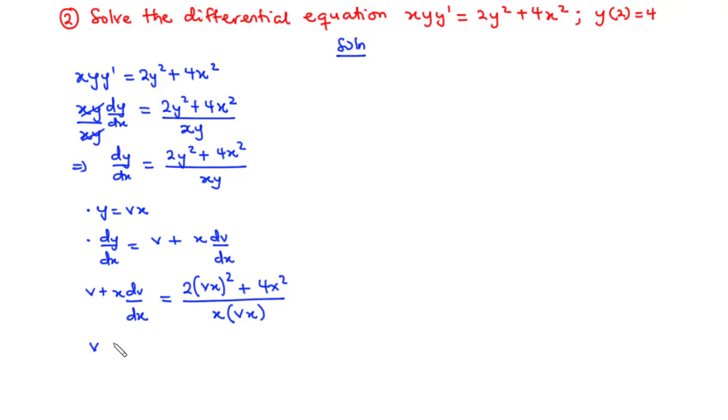So we are going to have v plus x dv dx equals, this becomes 2v squared x squared plus 4x squared, all divided by x squared times v.